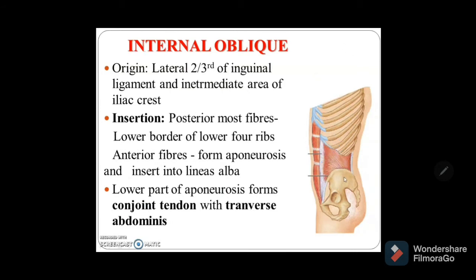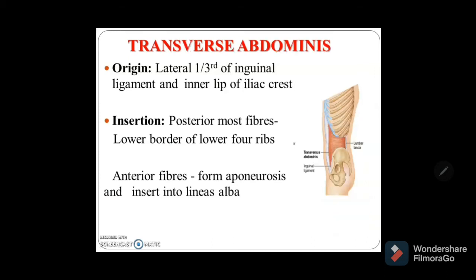Then the internal oblique takes origin from the lateral two-thirds of the inguinal ligament and the intermediate area of the iliac crest. The fibers run upwards, forwards and medially, whereas the fibers of the external oblique run downwards, forwards and medially. They are just like the external and internal intercostal muscles, running in opposite directions. The anterior fibers form the aponeurosis.